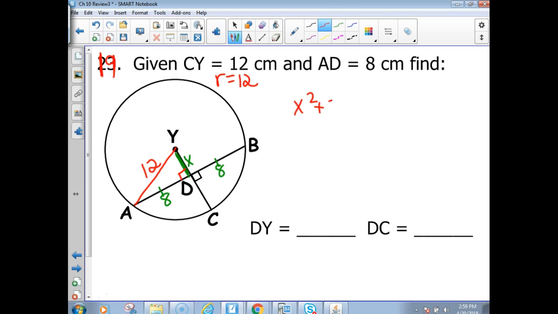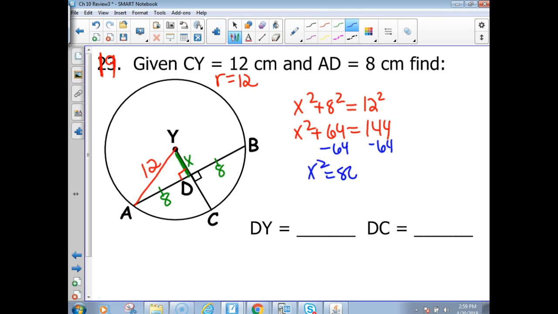So x squared plus y squared, 8 squared, excuse me, equals 12 squared is your equation set up. So you go ahead and evaluate your squared terms, and then you subtract 64 from both sides. We get x squared equals 80, and then we take the square root of 80. On your calculator, type square root of 80, please.